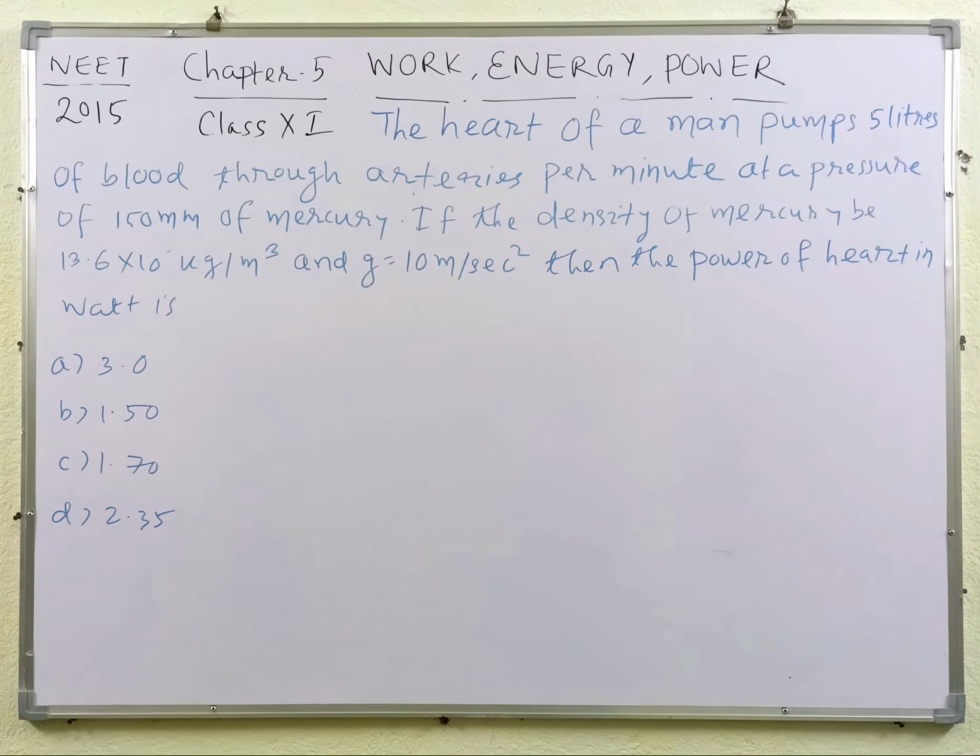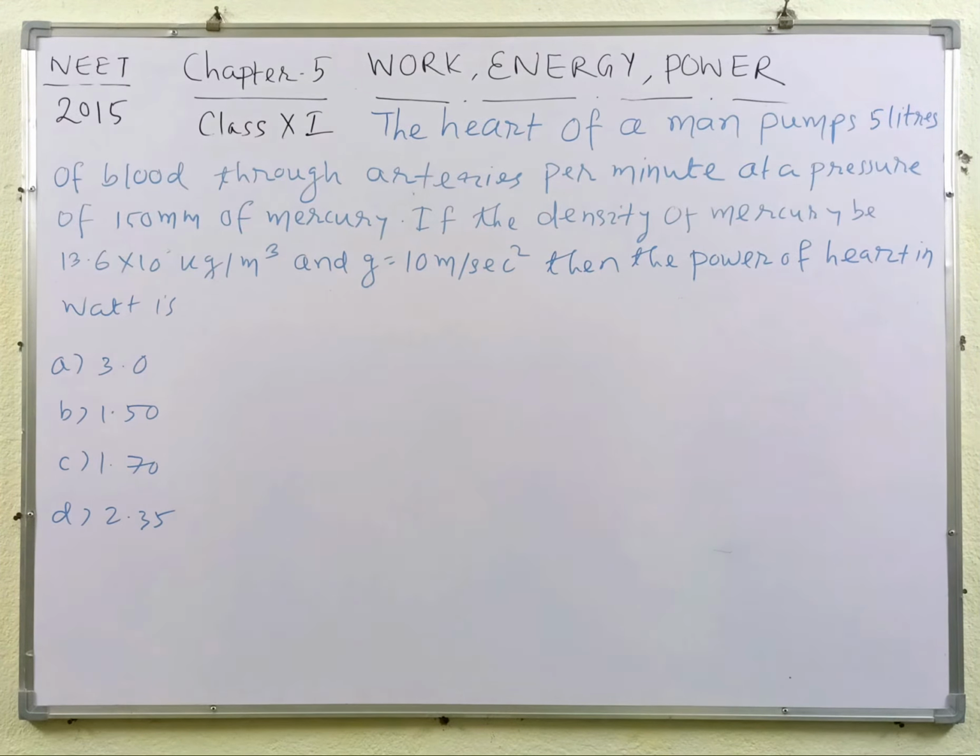Students, this question was asked in NEET 2015 from chapter 5 of class 11, that is from the chapter of work, energy and power. The heart of a man pumps 5 liters of blood through arteries per minute at a pressure of 150 millimeter of mercury. If the density of mercury be 13.6 into 10 to the power 3 kg per meter cube and g is equal to 10 meter per second square, then the power of heart in watt is, we have to find out.